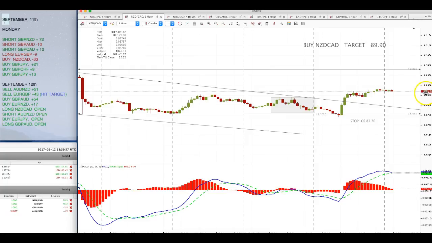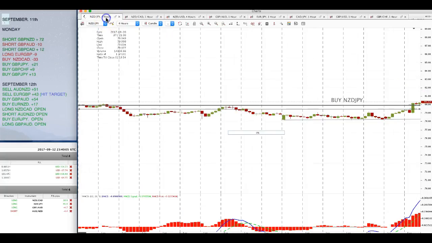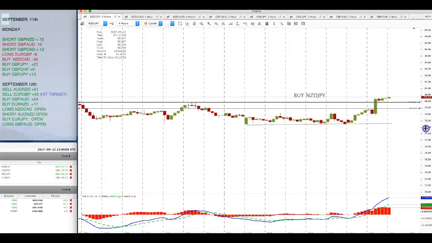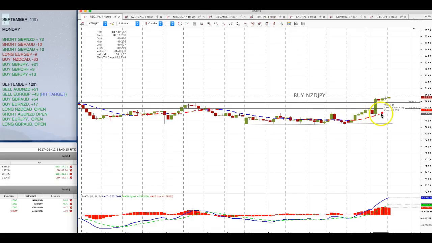I'm still targeting that 89.90 level up here. I'm waiting for a retracement. And New Zealand yen is also in an uptrend. Okay, again, 14 moving average line. Notice how price is above the 14 moving average line on the 4-hour chart.